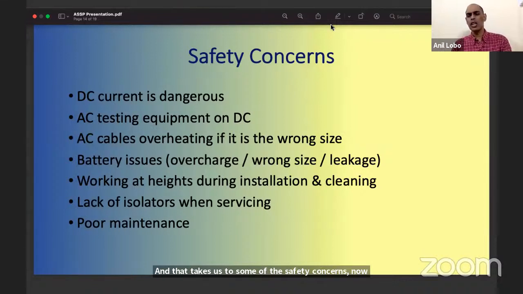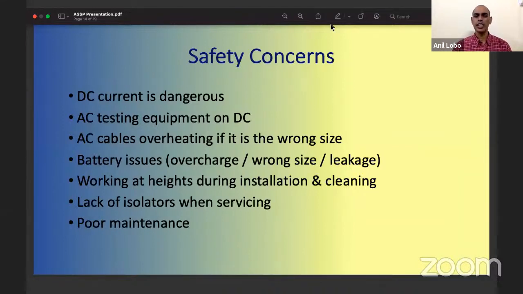Now that we have done a good job and installed a solar system, there are some concerns. And being safety professionals, let's talk about them. DC current is very dangerous. In an AC system, we have circuit breakers, and the circuit breakers can trip. There are DC circuit breakers too, and people have installed them. But remember, DC current is a straight current, so even a momentary shock can kill you. Some DC voltages can go as high as even 400 volts. They can cause very serious burns.